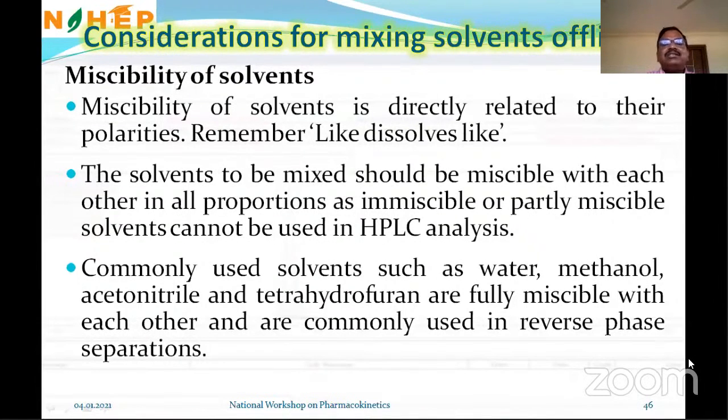All the solvents used to prepare a mobile phase should be miscible with each other. That means the polarity of the mobile phase solvents should be similar. So remember, like dissolves like. The solvents to be mixed should be miscible with each other in all proportions, as immiscible or partly miscible solvents cannot be used in HPLC analysis. Commonly used solvents such as water, methanol, acetonitrile, and tetrahydrofuran are fully miscible with each other and are commonly used in reverse phase separation.